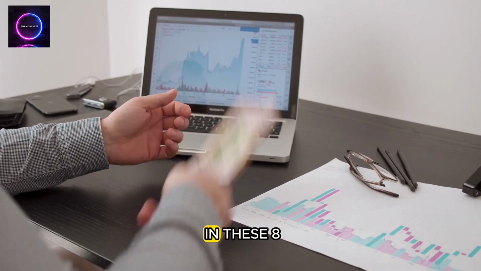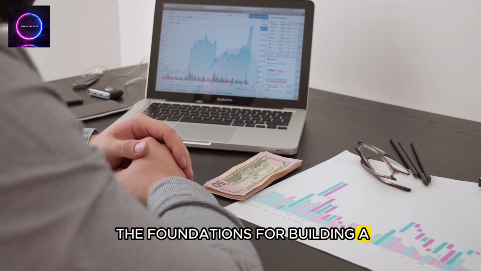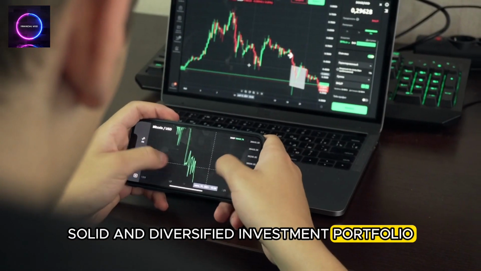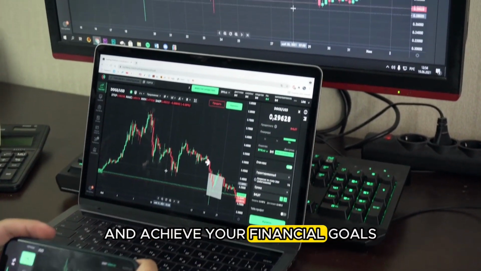By starting to invest in these 8 compound capitalization assets, you will be laying the foundations for building a solid and diversified investment portfolio. Smart long-term investment will allow you to generate wealth and achieve your financial goals.